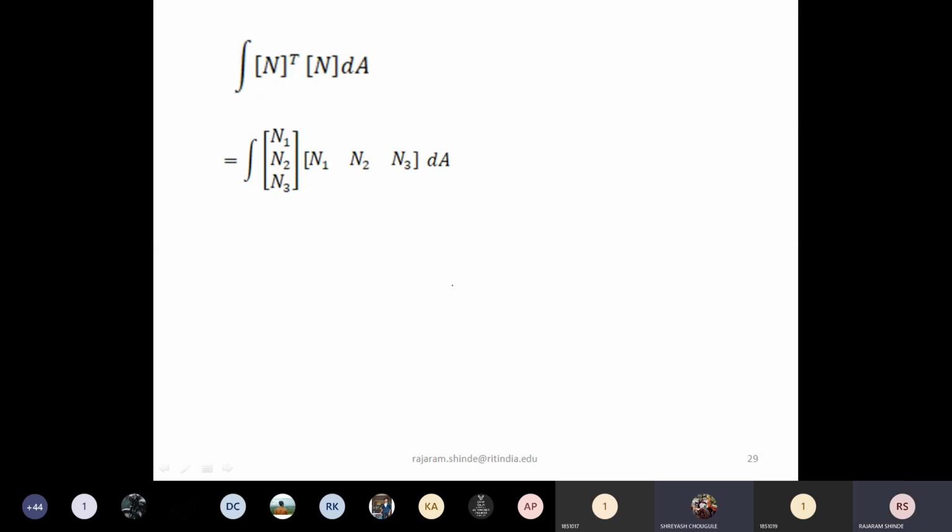What is the product of this? Yes, what is the product of this? N1 square, minus, okay, minus, product, N1 square.